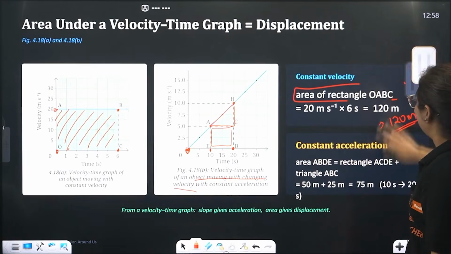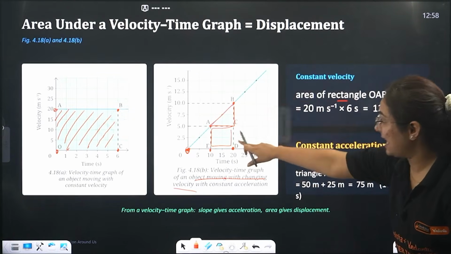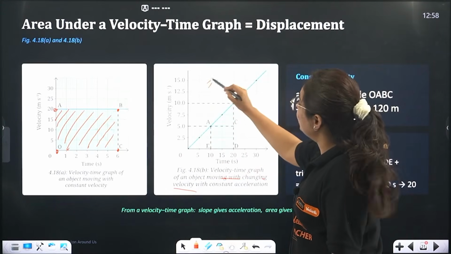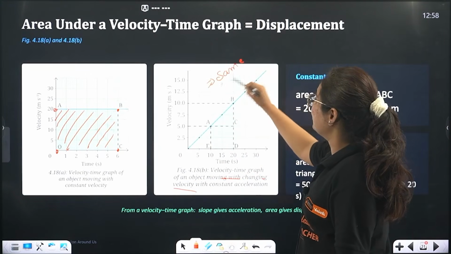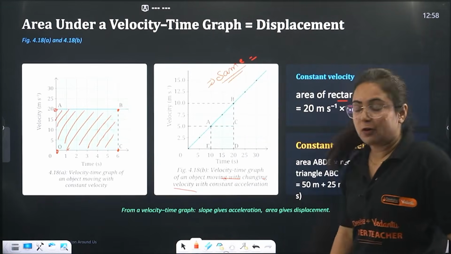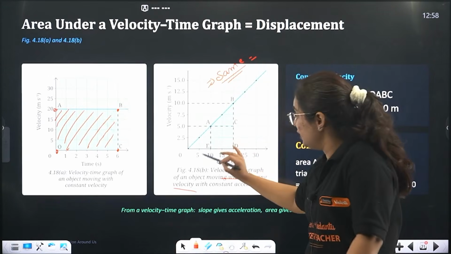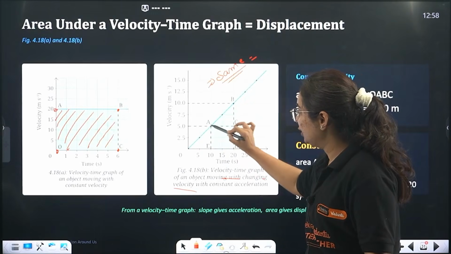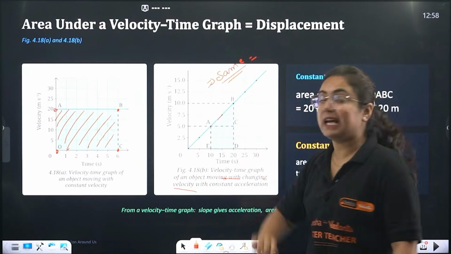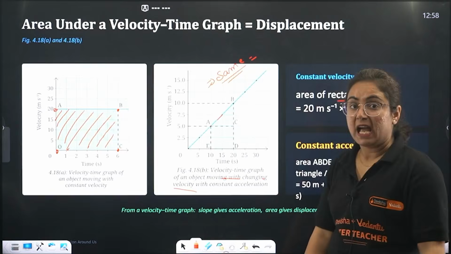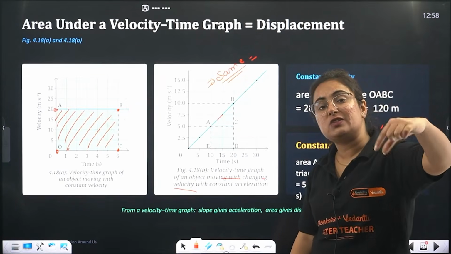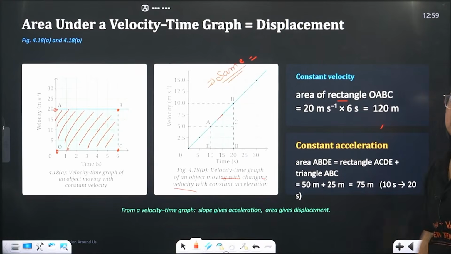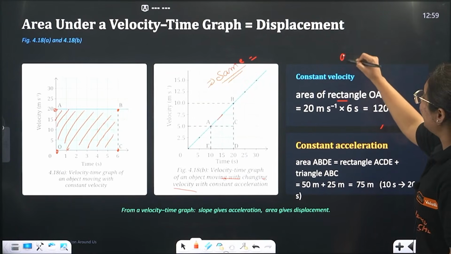Okay? How to calculate? Because, beta, in this case, the velocity was changing, but the velocity was the same after intervals of time. See, same change in velocity. 5 seconds, 2.5, next 5 seconds, 2.5, next 5 seconds, again 2.5 meter per second. And hence, the change in velocity was there, but the change was constant, and hence acceleration becomes constant here. But how to find the area?